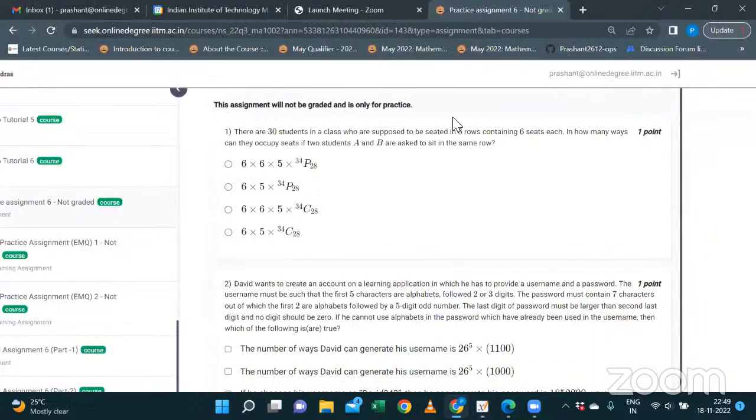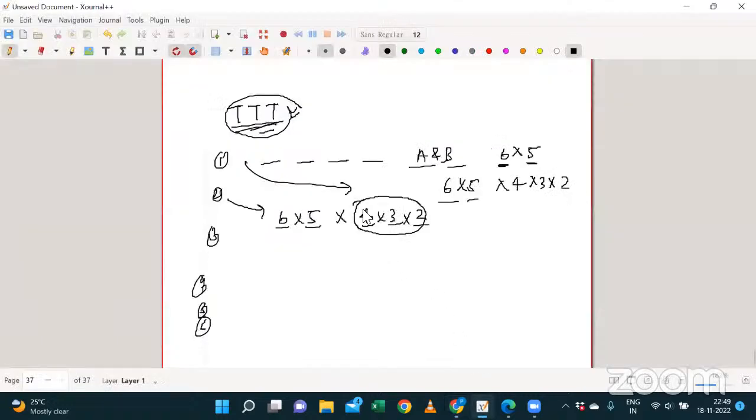One second. There are 30 students in the class. It will be 28 into 27 into 26. Two students, A and B, can sit at any of the 6 places and any of the 5 places. The remaining places can be occupied by the others. Similarly, we have 6 cases. We have arranged A and B in the seats and then we arranged the rest of the students.